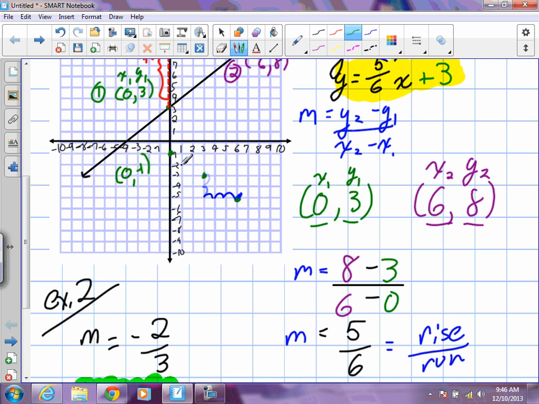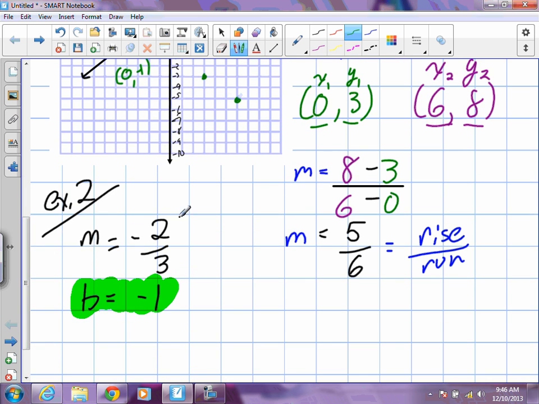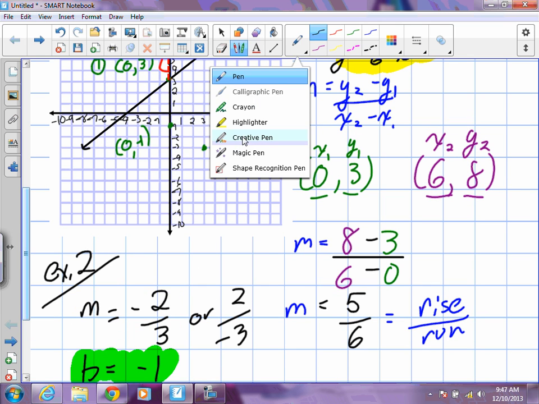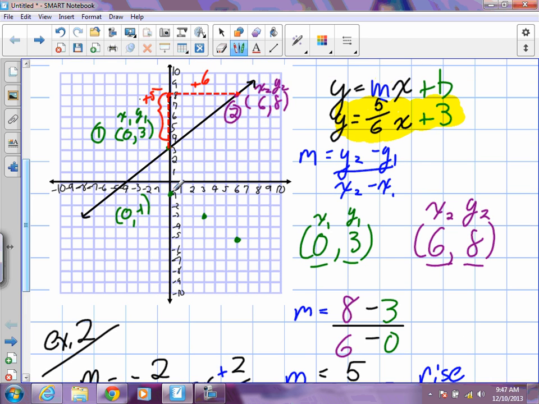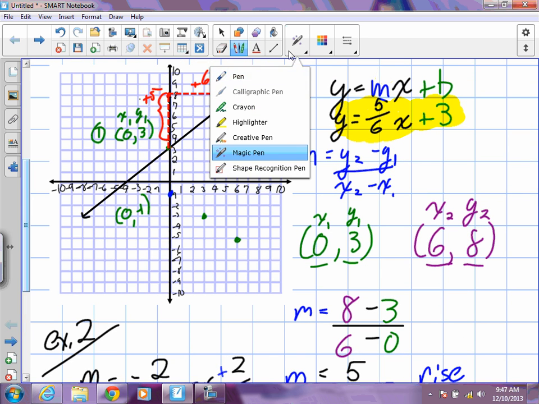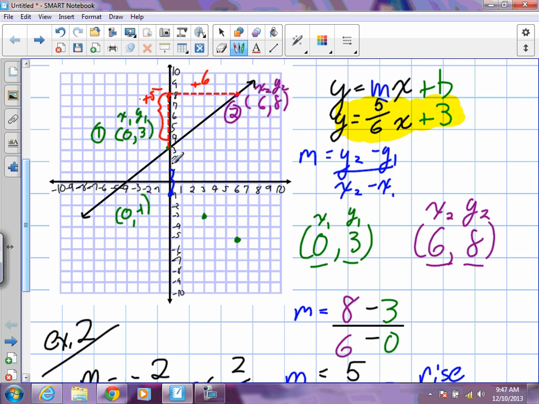Now this is what's tricky with m. Sometimes it'll be written like this. Is this a different slope? No, it's not. Let's continue that pattern. This says we go positive 2 on the rise and negative 3 on the run. So, starting at this coordinate, if I go up 2, 1, 2, and then negative 3, 1, 2, 3, here's my coordinate.